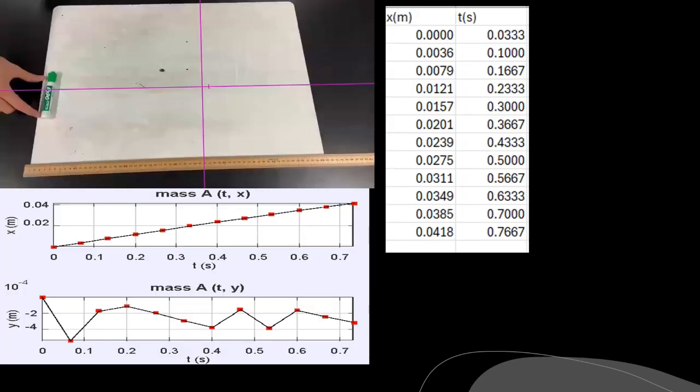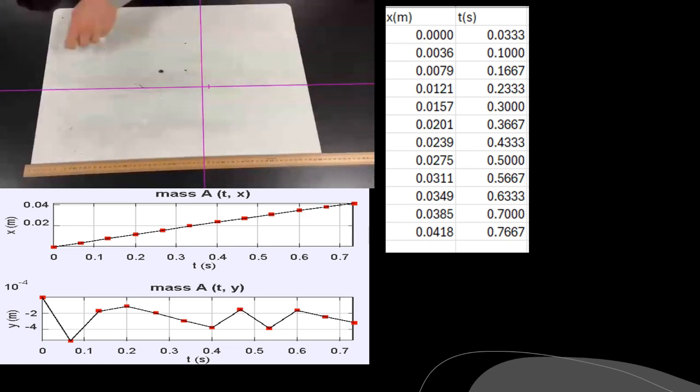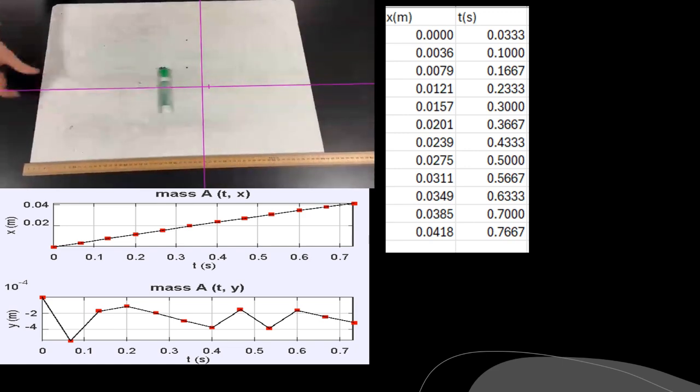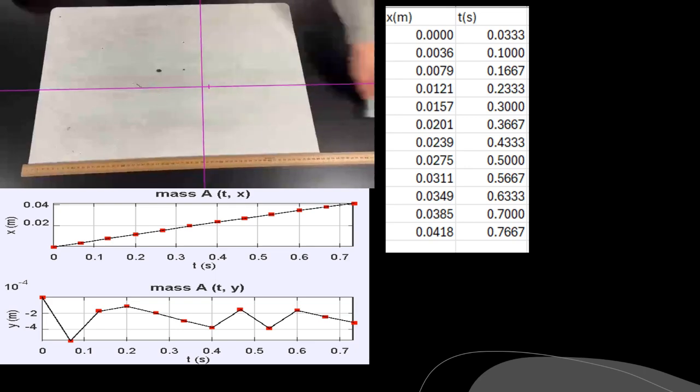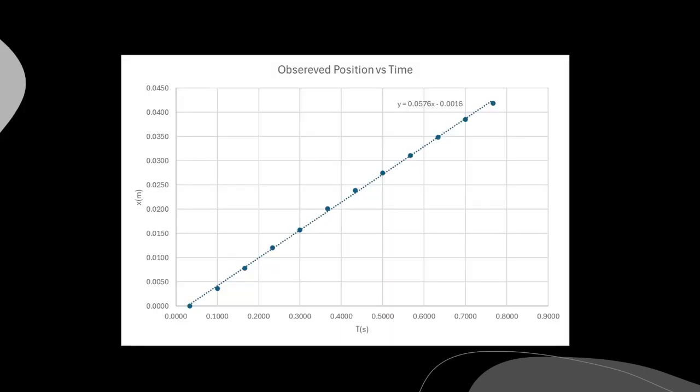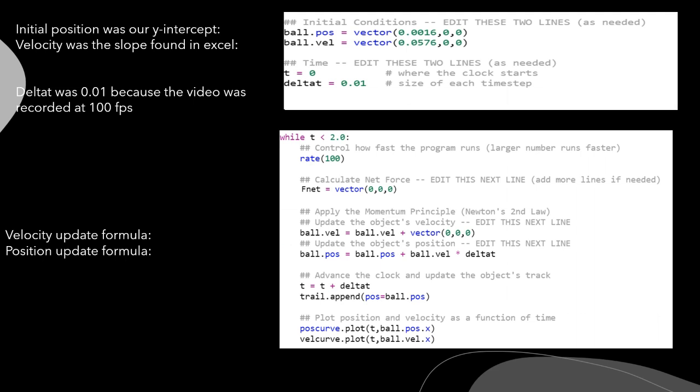Using Tracker, we found the time and position of the marker. We placed a point at the center of mass of the marker, and here's the video. Using Excel, we graphed the time, which is x, and the position, which is y. And we got a slope of 0.0576, and we got a y-intercept of 0.0016.